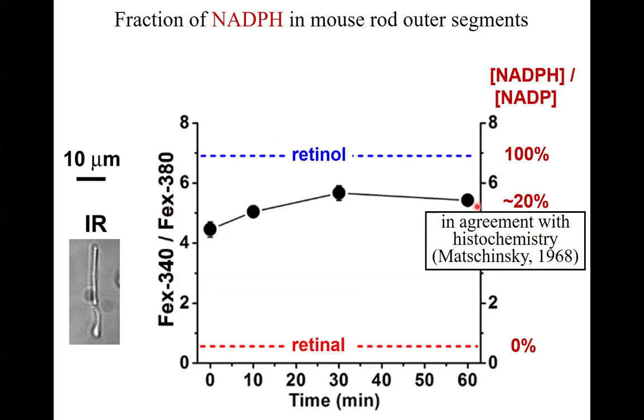And this is actually in agreement with histochemistry. This is what I was referring to before. Back in 1968, Machinsky had done some very, very nice work for rabbit and monkey retina sections, and did the histochemistry to measure the levels of NADPH, NAD, NAD+, NADP+, and so on and so forth. His numbers were about 30% for the outer segment layer. He measured different layers. So we're broadly in agreement. And that's something to discuss again, whether these numbers make sense.